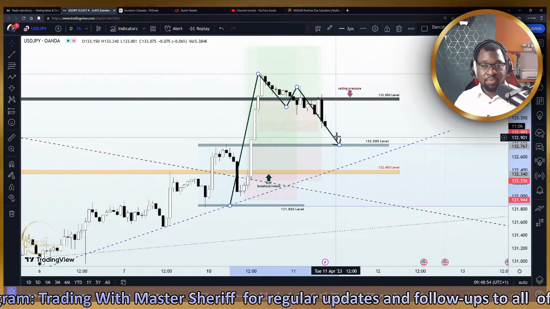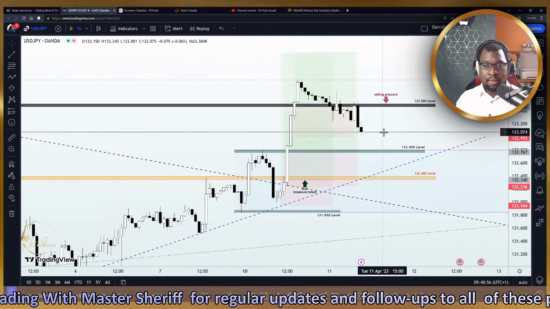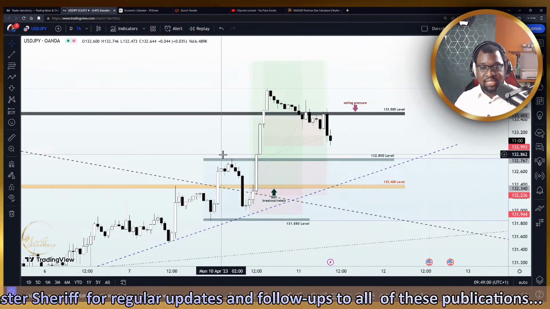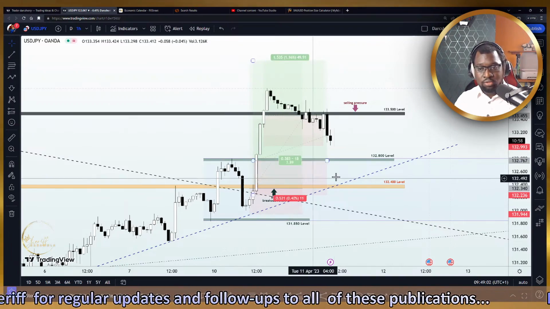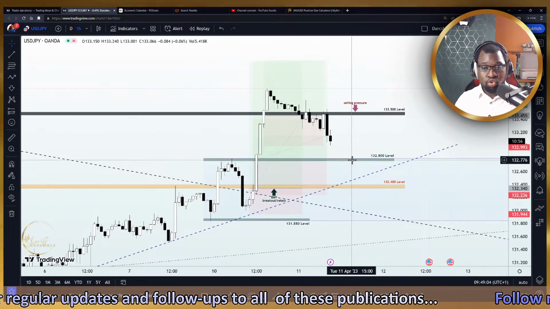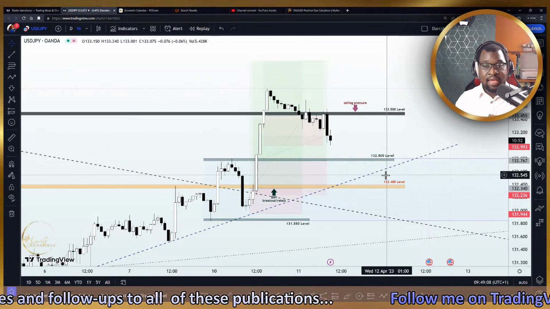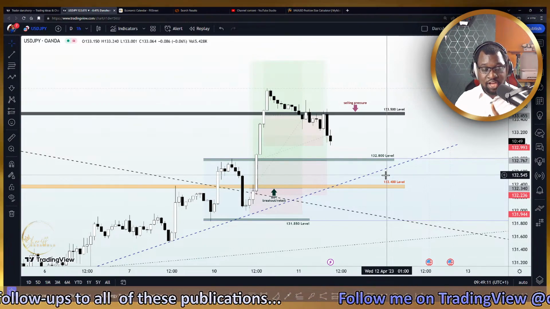So on the USDJPY, there is no trade running, but all we want to be doing here is just remain patient, monitor the price action, and wait out to see how price action will be reacting with the 132.800, the bullish trend line here, in order to know what our next line of action will be.